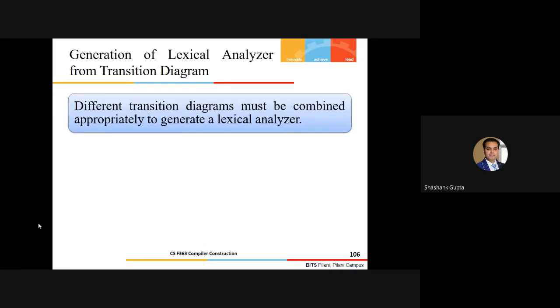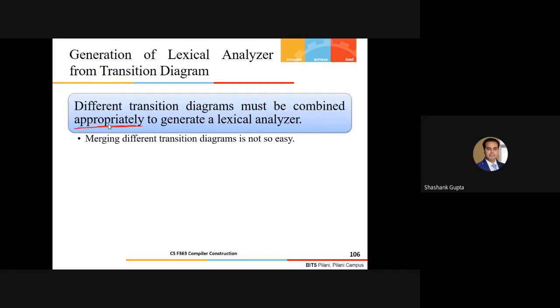If you say, okay, I just need to go for the single one. So the different transition diagrams must be combined appropriately. Guys, here we need to focus. Some questions arose earlier, like, can't I take this transition with respect to the octal constants and hexadecimal constants? We have to be very careful. Different transition diagrams must be combined appropriately to generate the implementation of your lexical analyzer.